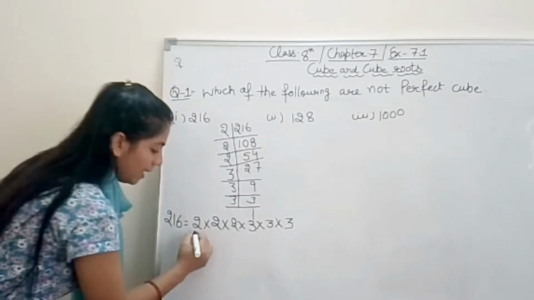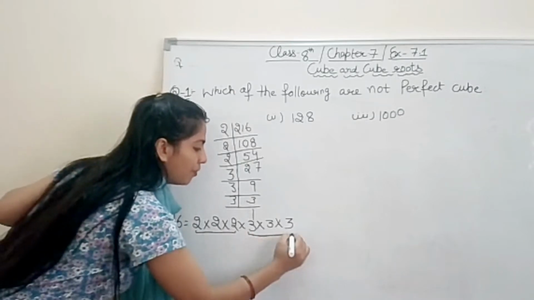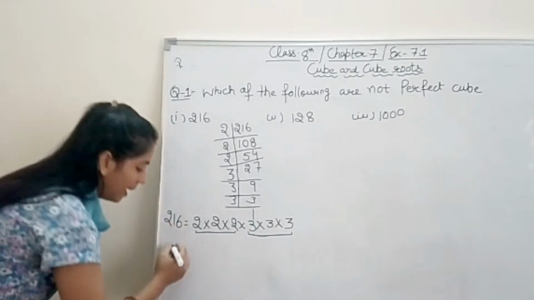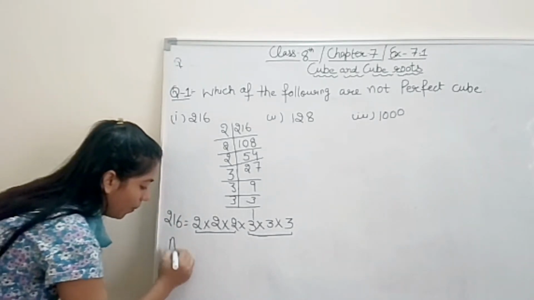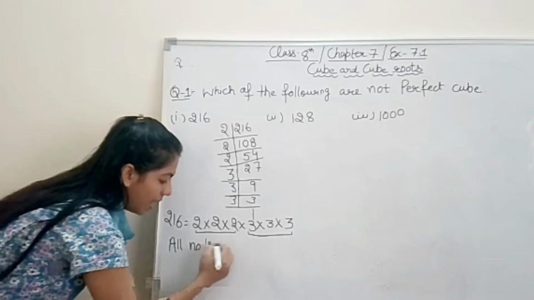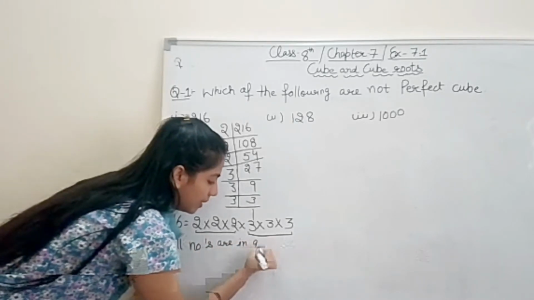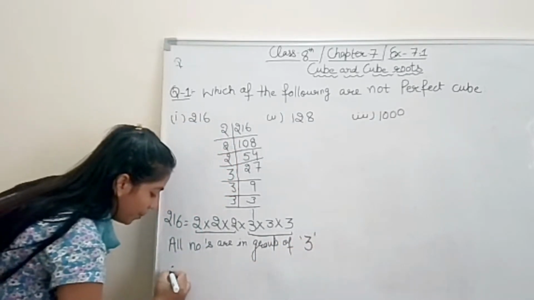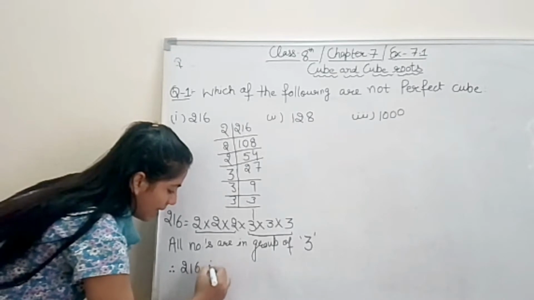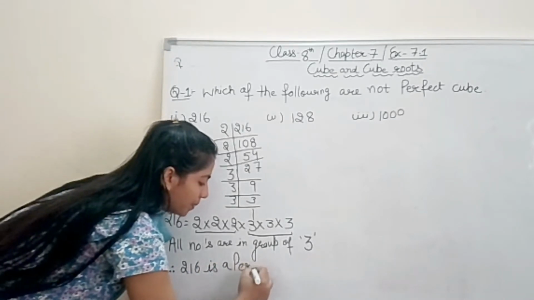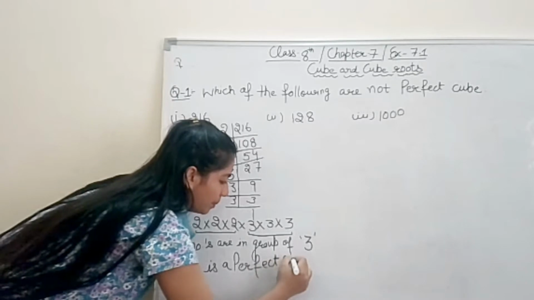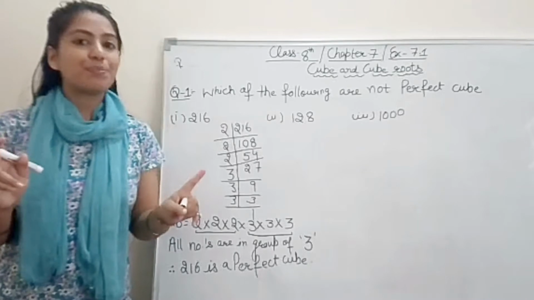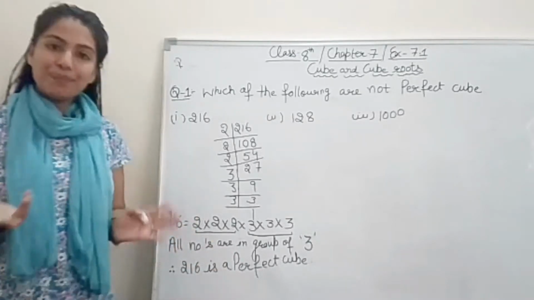Now as you can see, every number is in triplet form. They are in groups of 3. So what will you write? You can write all numbers are in groups of 3. So therefore 216 is a perfect cube. That's it student, because it only asked whether it is a perfect cube or not, it did not ask for the cube root. Right student, so this is a perfect cube.